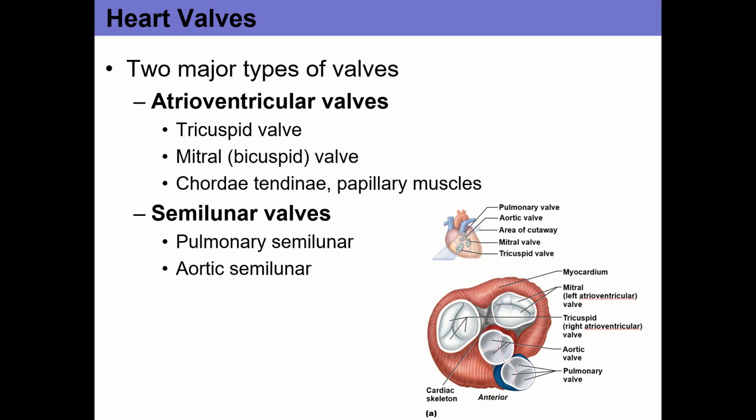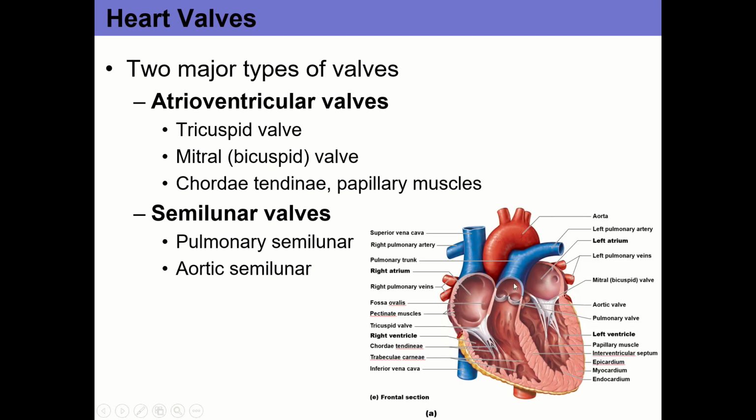Then our semilunar valves sit between the ventricles and whichever great vessel they are ejecting into. The pulmonary semilunar valve sits between the right ventricle and the pulmonary artery, or pulmonary trunk more specifically. So you've got the right ventricle here and the pulmonary semilunar valve here. The right ventricle is going to contract and push blood past that valve into the pulmonary arteries, and then the right ventricle is going to relax.